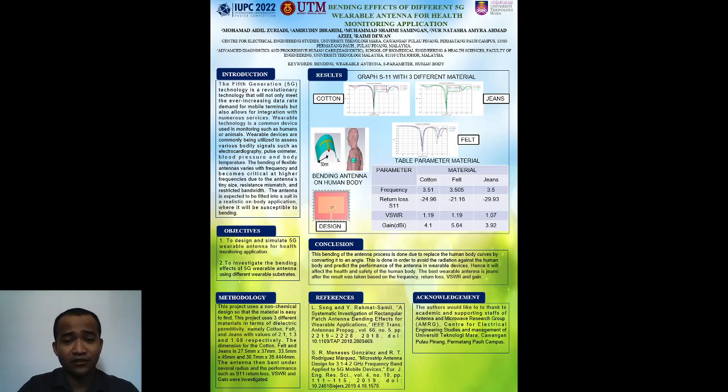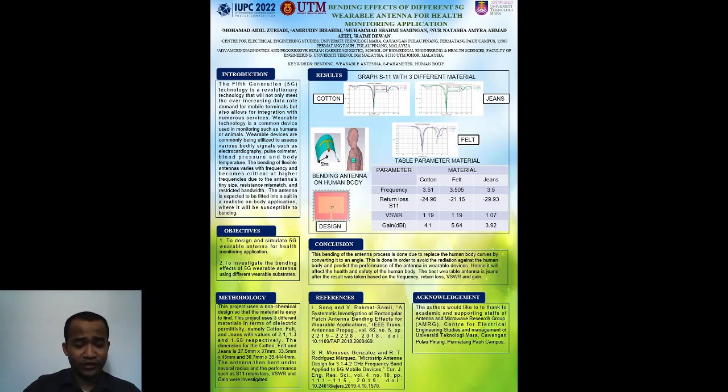And then the return loss for the S parameter is negative 29.93. The value is sharp. The curve goes sharply into the bottom of the graph. So compared to the cotton and felt, jeans has the best return loss of the S parameter. And then jeans becomes the best material to be used for the bending effect.